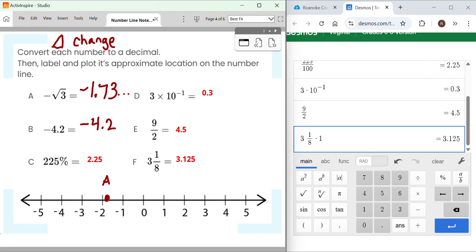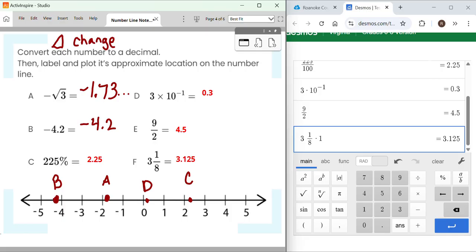That says negative 4.2. So that's only slightly past the negative 4, but it's getting closer to the 5, so let's put that there. And that is negative 4.2, and that is value B. C is 2.25. So let's come to the 2 and a little bit further, and that will give us the place on the number line for 2.25. And then D is 0.3, which is going to be right about there.